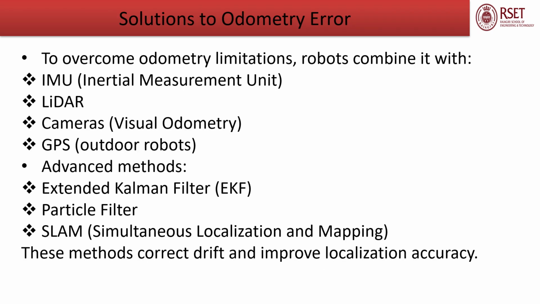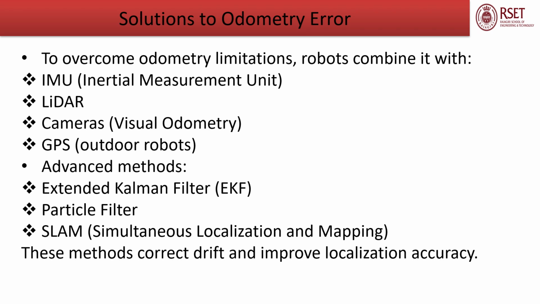Now we'll see the solutions to odometry error. To overcome drift, multiple sensors are integrated. IMU sensors provide orientation stability. LiDAR provides distance measurement to surroundings. Cameras enable visual odometry. GPS helps in outdoor environments. Advanced estimation techniques like the extended Kalman filter and particle filter mathematically combine predictions and observations.